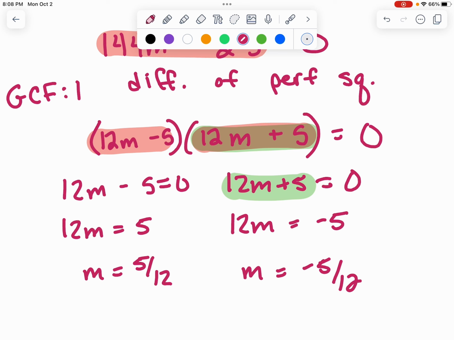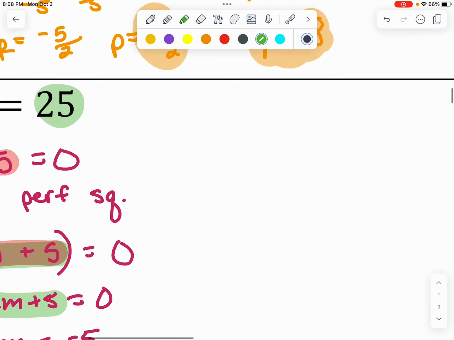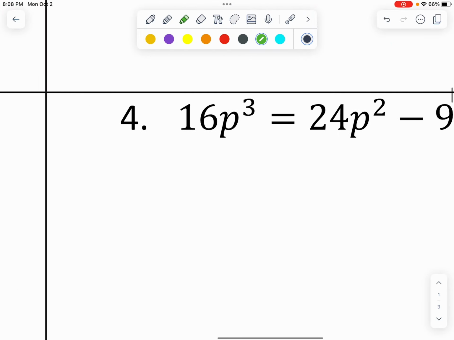And if I wanted to check if these were right, what could I do with these? Plug them back into your equation. And sure enough, if you did 144 times the square of those answers, guess what you would get? 25. Cool. Number 4. Isn't math so pretty? That's also how they can cheat on the test. You can just take their answers and plug them in if they get stuck.